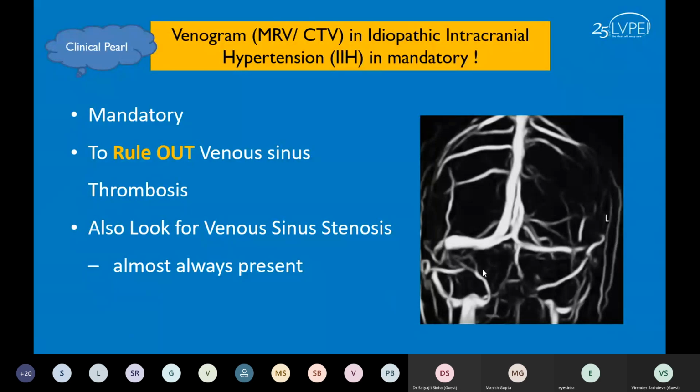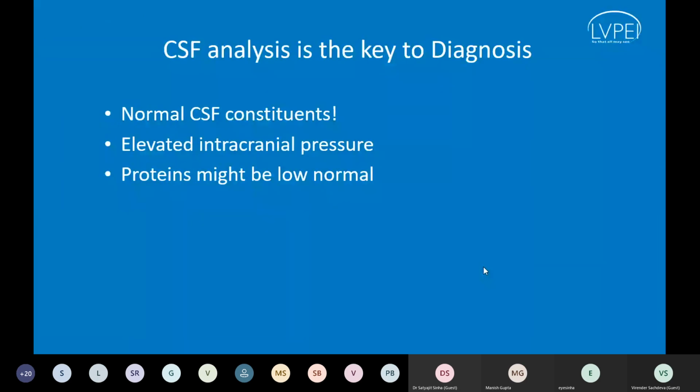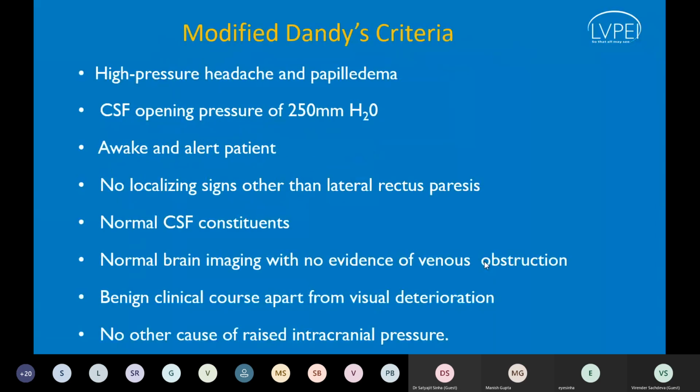In these patients, MR venogram is actually mandatory to rule out a cerebral sinus venous thrombosis. You make a diagnosis by doing a relatively normal imaging, except for signs of elevated intracranial pressure, and doing the CSF analysis is the key. It should be normal CSF constituents, but pressure should be high and proteins might be low normal. These are the modified Dandy criteria, which I think most of you know.